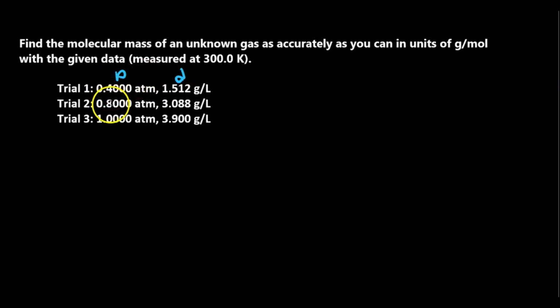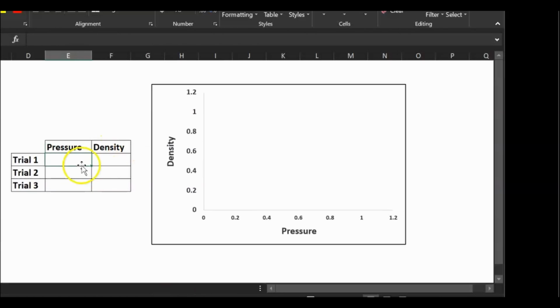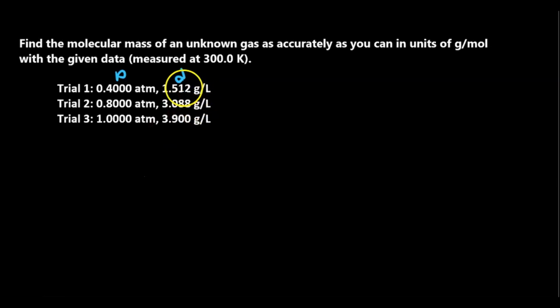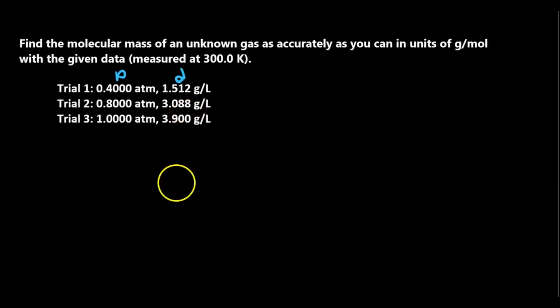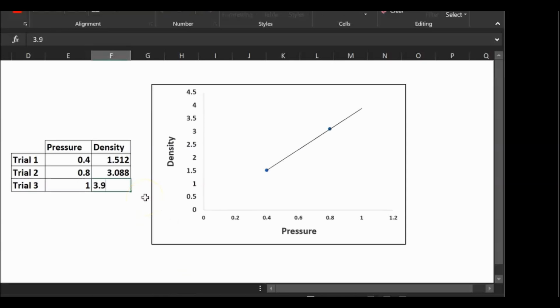Because we're changing pressure and density, we can't just average our data here. So we're going to fit this to a line, and I'm going to graph this in Excel. Pressure was 0.4 atm, 0.8, and then 1 atm. And then the density was 1.512, 3.088, and 3.900.